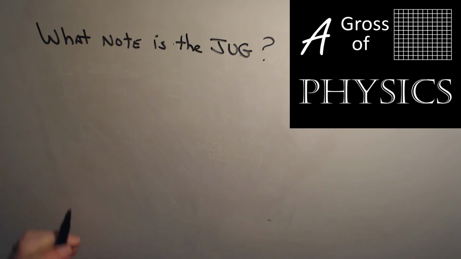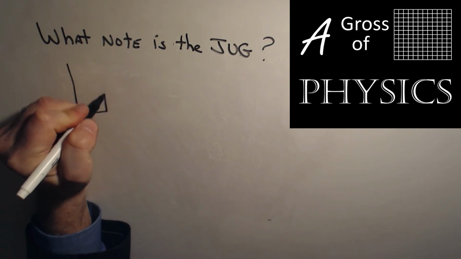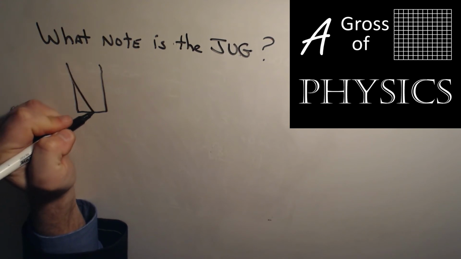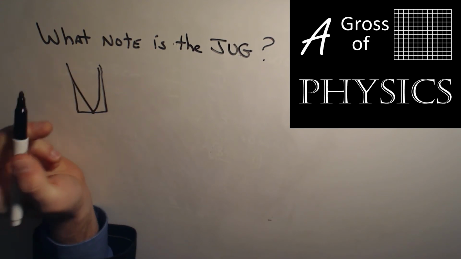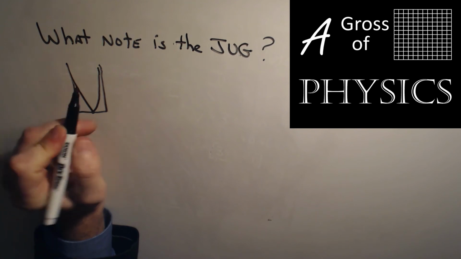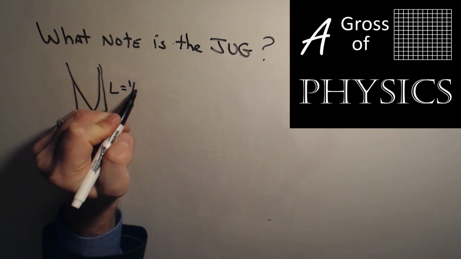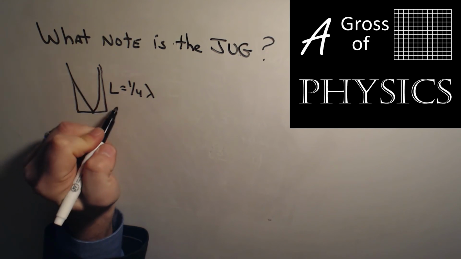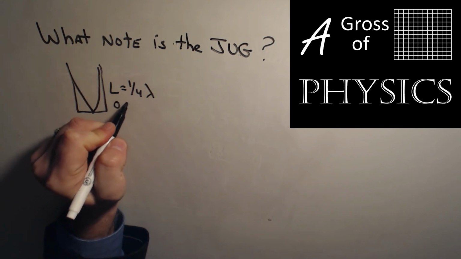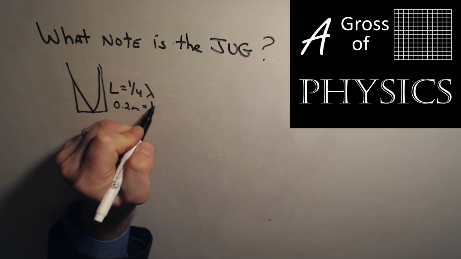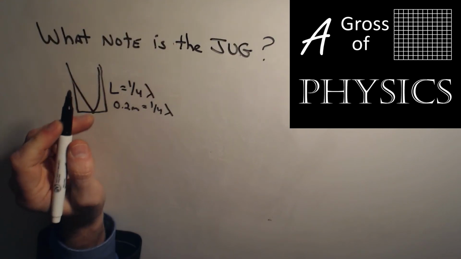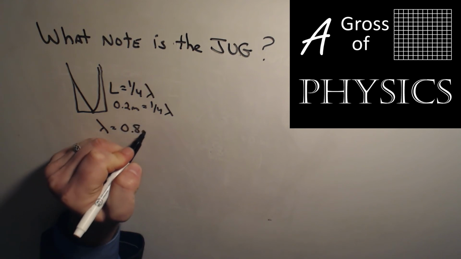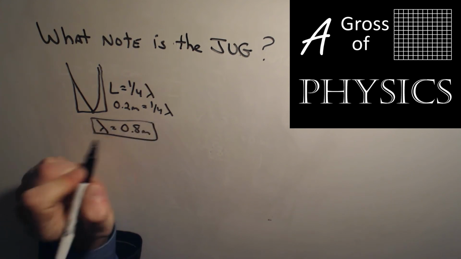So the jug is producing a note that's quite low, and that's the wave pattern that's going to be produced, 1/4 lambda. And the L, as I said, is 20 centimeters, so 0.2 meters, equals 1/4 lambda. So I multiply that by 4, 0.8 meters is my wavelength.